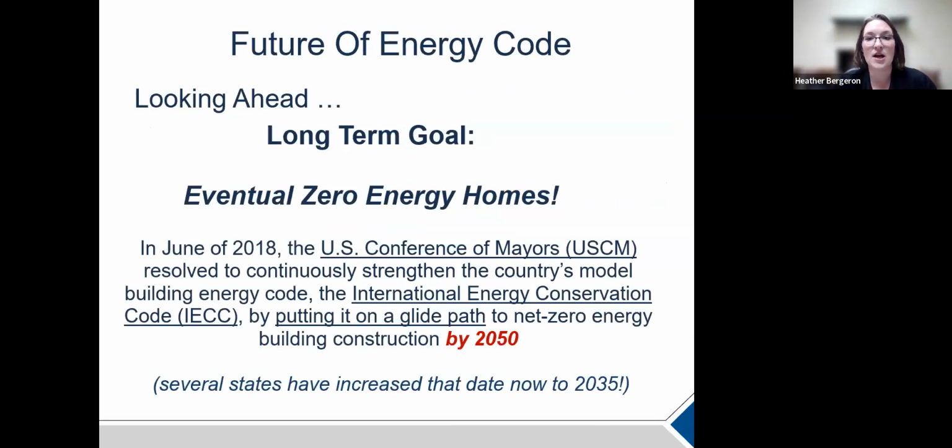The future of the energy code. Looking ahead, what is the long-term goal here? There have been many talks in our government that eventually there are going to be zero energy homes. As of June 2018, the U.S. Conference of Mayors resolved to continuously strengthen the country's model building energy code. So with the IECC, it's putting in all the guided paths to be net zero energy building and construction by 2050. But we know that there are several states that have moved the date up to 2035.